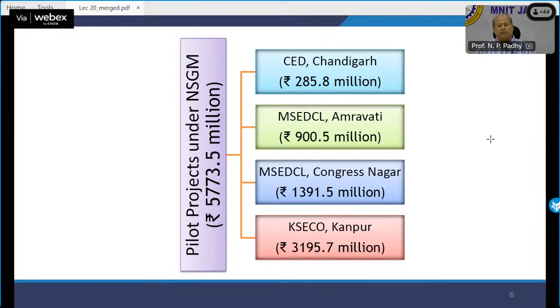Now, the National Smart Grid Mission is also a body which has been constituted to channelize the smart grid activities of this country. Through it, they have spent around 5,773 million rupees, in which Chandigarh, Amravati, Congress Nagar, and Kanpur are part of those investments.